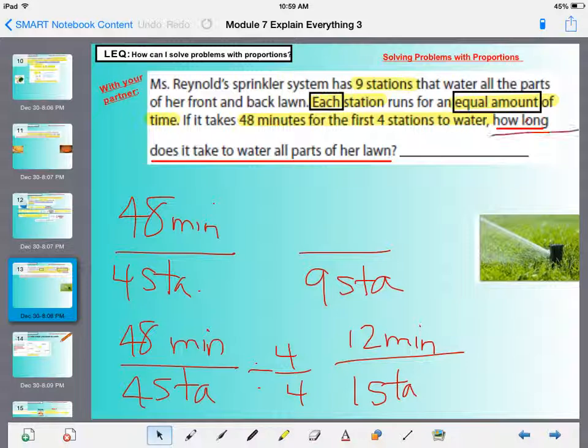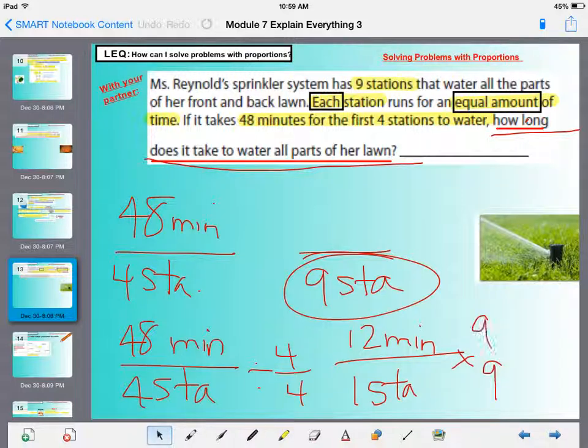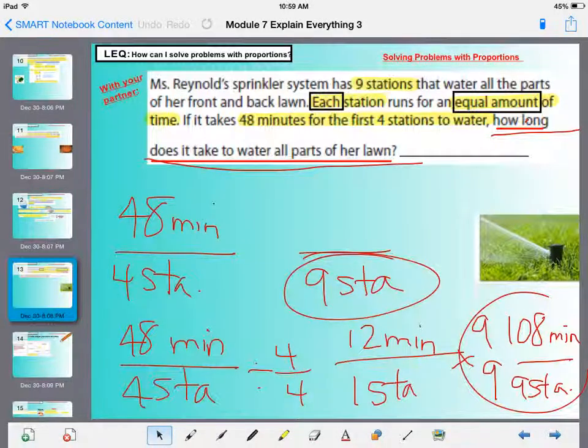And the question is asking, how long does it take to water all the parts of her lawn? Well, her entire lawn has 9 stations, so we're going to go ahead and multiply by 9, and that'll get us to the 9 stations. And 12 times 9 is 108 minutes to water 9 stations.